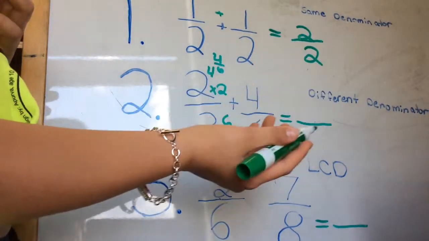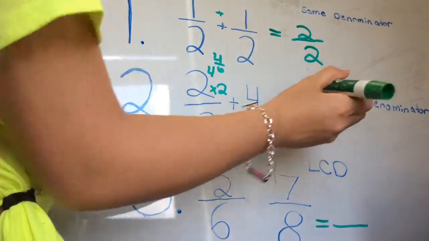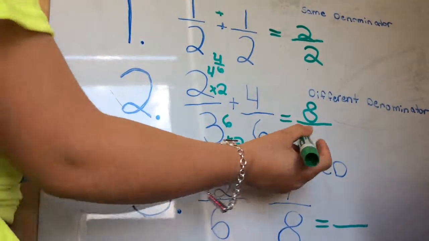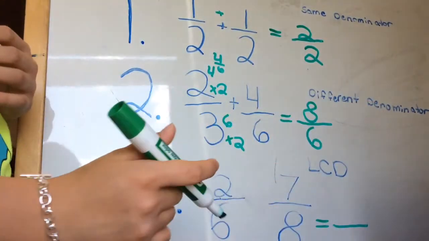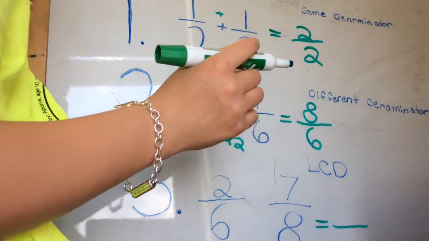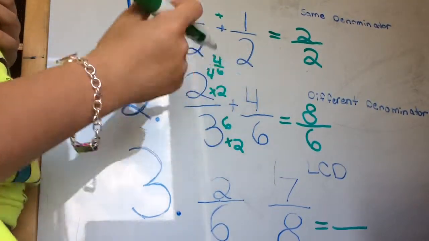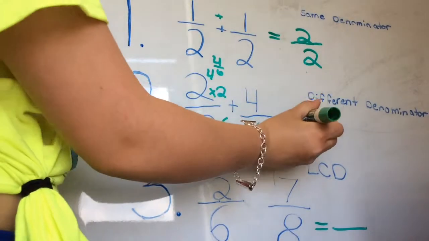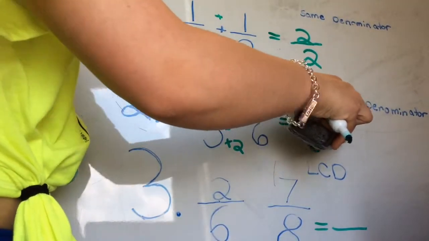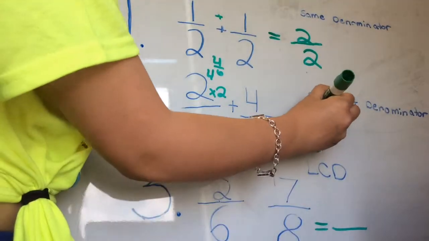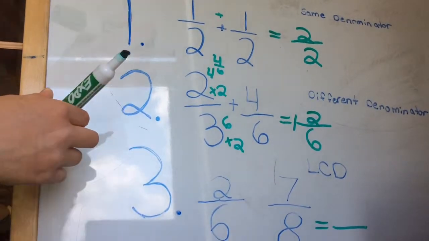Now 4/6 is 4/6. What's 4 plus 4? 8. And now we just keep the same denominator, 6. Now you see how the 8 is overpowering the 6? This is when you simplify. So now we have to see how many times 6 goes into 8. How many times does 6 go into 8? One time with 2 left over. So now our answer is 1 and 2/6. Now I'm going to do the third one.